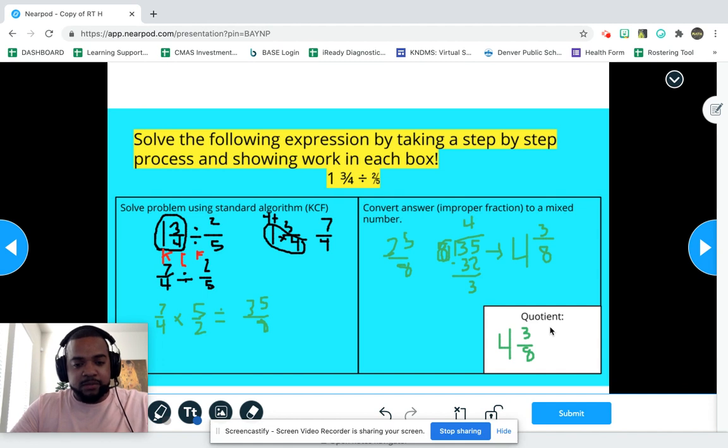So please, please, please, as you see in my work, I want you to go ahead and do this as well, so that I can give you an appropriate grade and see that you clearly understand the expectation for this lesson.